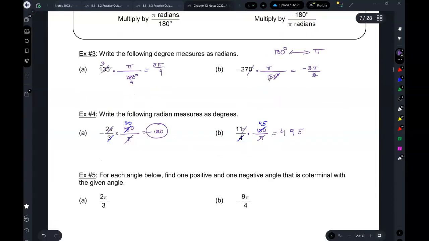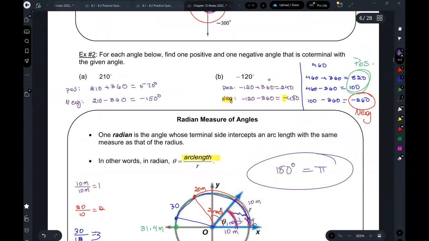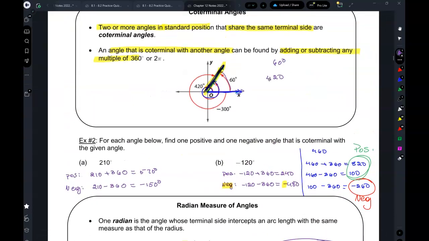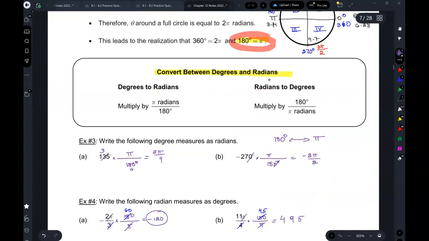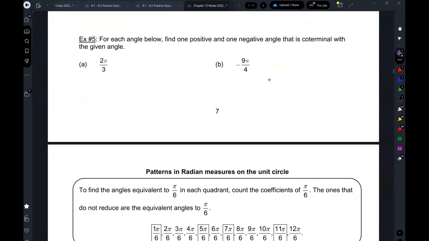Now, up here, let's talk about coterminal angles again. I purposely didn't go the full sentence here. To find an angle that is coterminal, you either add or subtract a multiple of 360, or in radians, 2 pi. So here, to find the positive angle, we're going to do 2 pi over 3 plus 2 pi, 2 pi over 3 plus 6 pi over 3, 8 pi over 3.